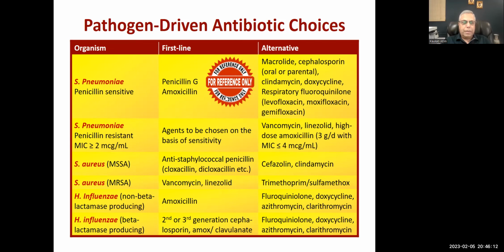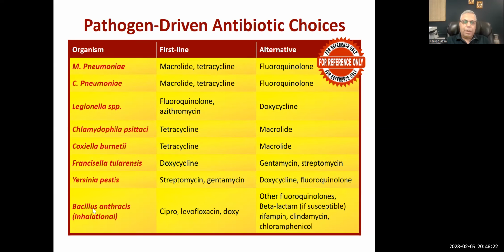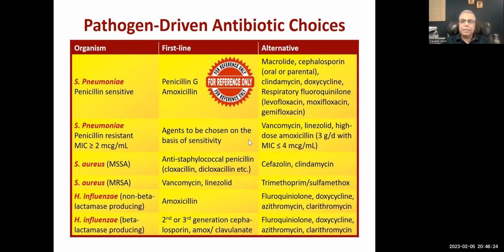These are the alternative drugs that I've given you over here. And this is for your reference because it's not possible to remember each bacterium and all the antibiotics to which it is sensitive, right? But what we see over here is that fluoroquinolones are pretty common: fluoroquinolone, doxycycline, and azithromycin, clarithromycin.